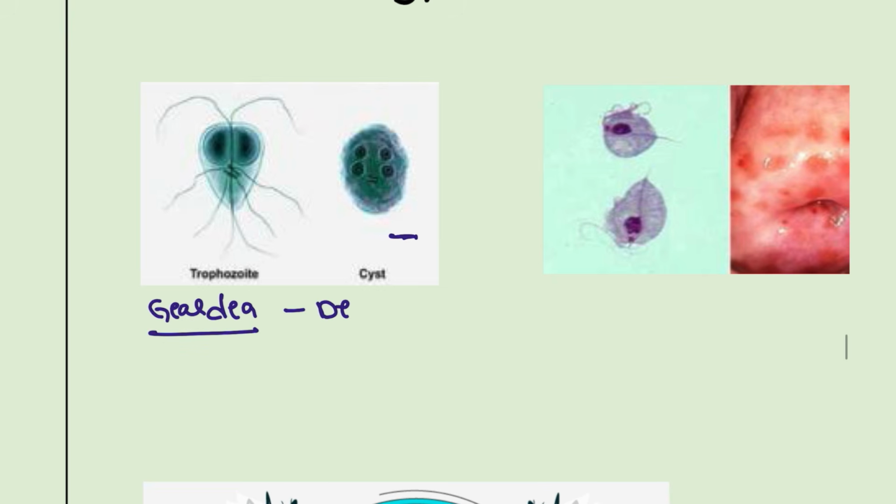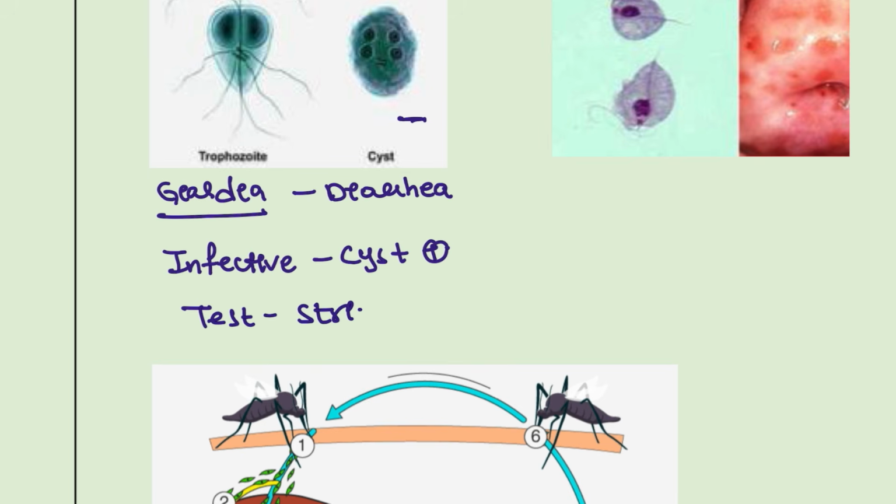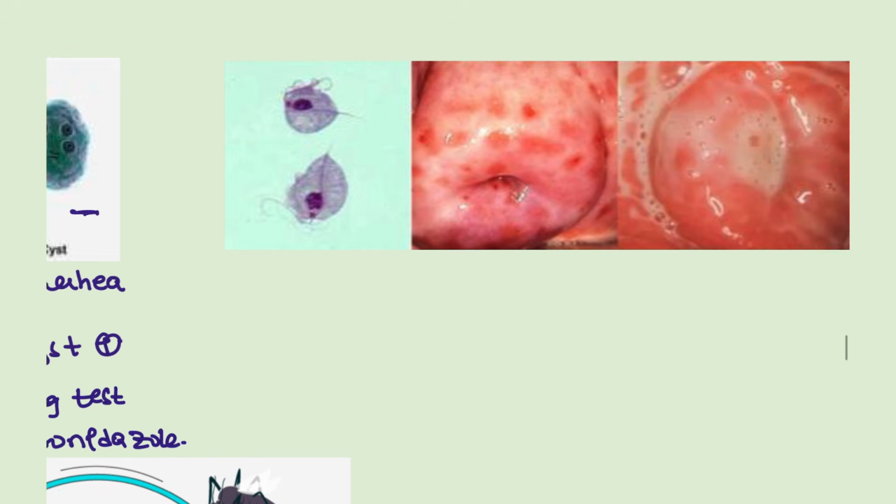This can cause diarrhea. The common presentation will be diarrhea, the most common type overall, and this is the infective form. The infective form will be the quadrinucleate cyst. The test that is positive here is the string test, and the drug of choice for this patient is metronidazole.